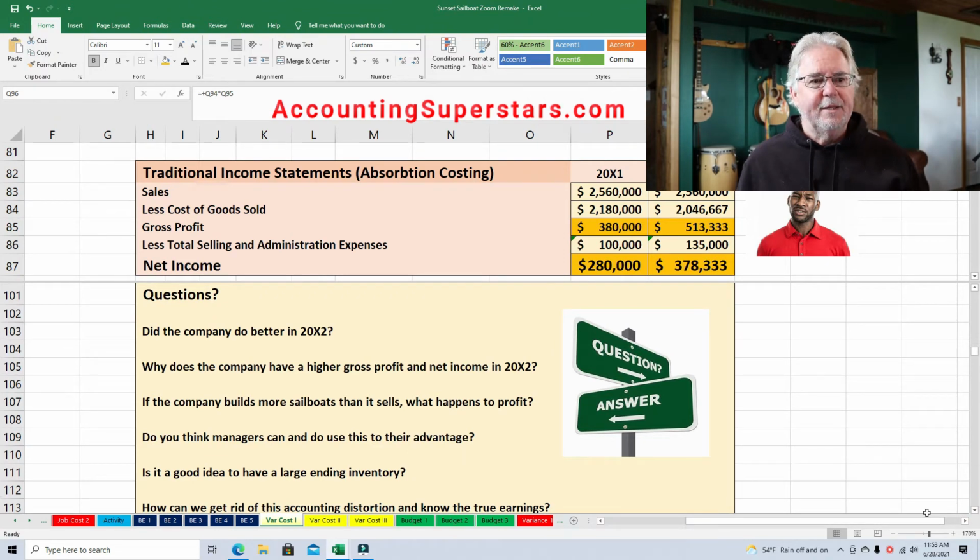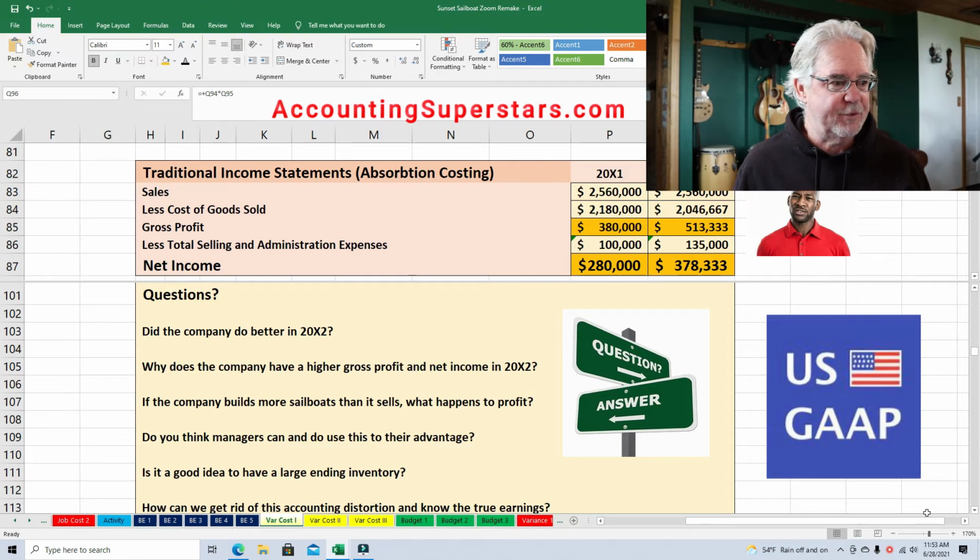Weird thing though, this is called absorption costing, and I always have a hard time saying that, absorption costing. That's because the fixed overhead is being absorbed into the products. That's where it gets its name. And it's GAAP, generally accepted accounting principles. We have to do it this way. We don't have a choice.